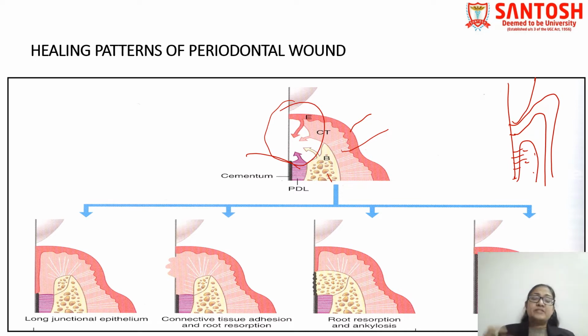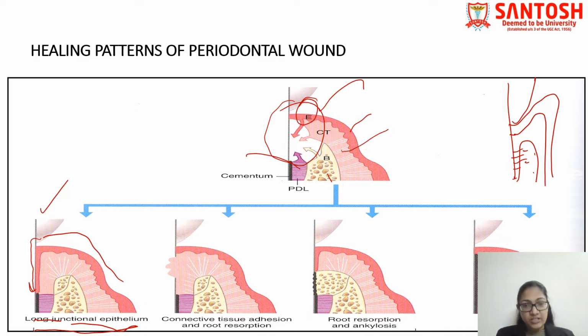So what happens when compartment number 1, your epithelium, is the one which is repopulating the root surface, right? When it is epithelium which is repopulating the root surface, you can observe here, this is the pink thing going right up till here. Then this kind of healing is going to be healing by long junctional epithelium. Why? Because the junctional epithelium is much longer than what you find in normal circumstances. So that is what you call healing by long junctional epithelium.